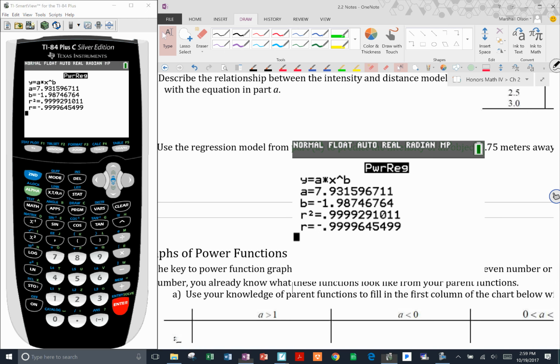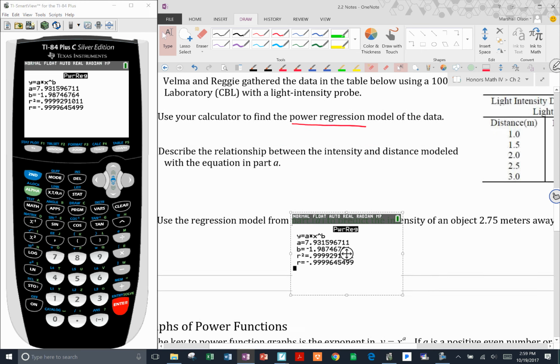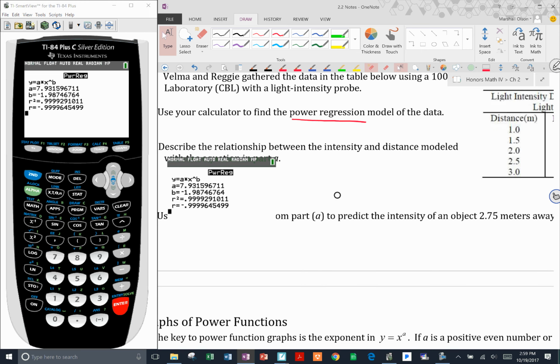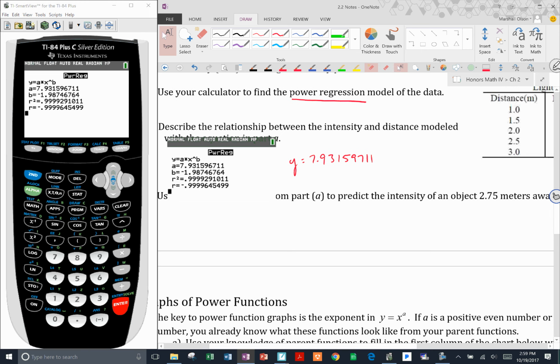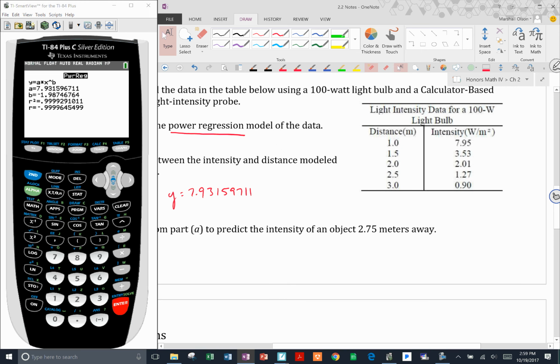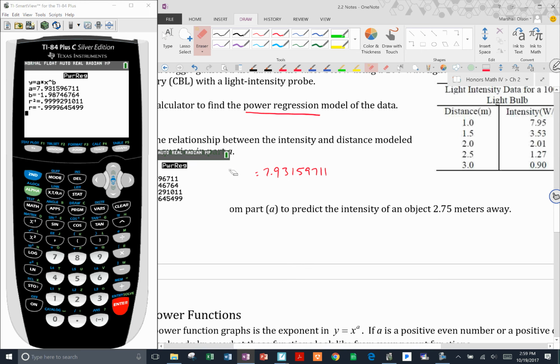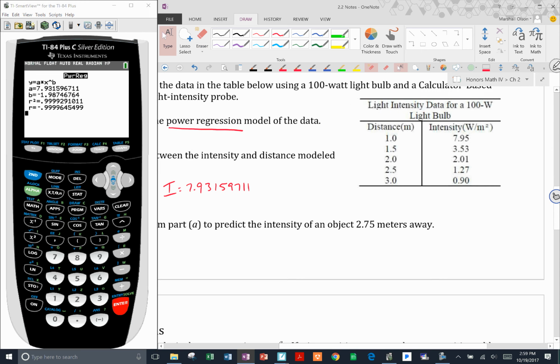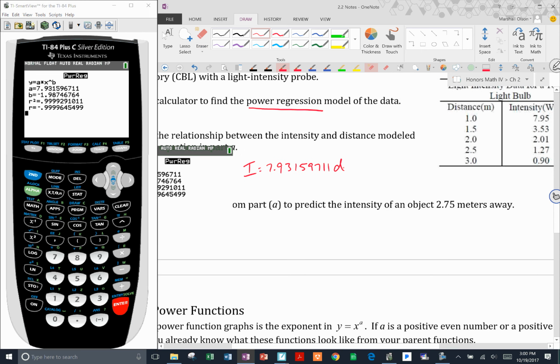There's our power regression there. Use that to write our equation here. y equals a, our constant of variation, 7.931. I'm just going to get as much as I can see on here, times x. Well, hold on. Let's use some useful variables here. How about I for intensity, and we're talking distance. So distance taken to the negative, so it's an inverse variation, negative 1.98746764.